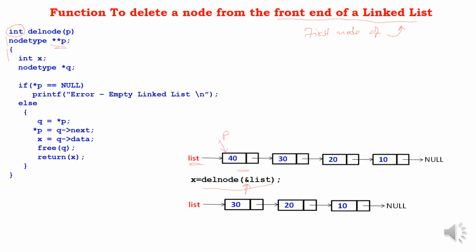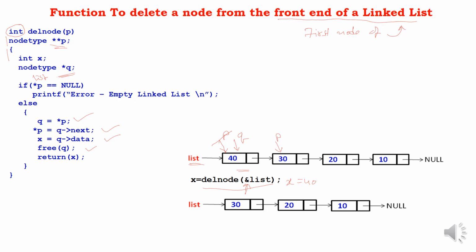Then node type q, declare a variable called q. Then if p is null, what is p? Is list null? P is nothing but list. Is list null? No. List is not null. List is having 4 nodes. Then the else part. Q is p. P is already pointing to the first node, so this is q. Then p is q next. P moves to the next node. P moves to q next. Then x is q data. X is 40.